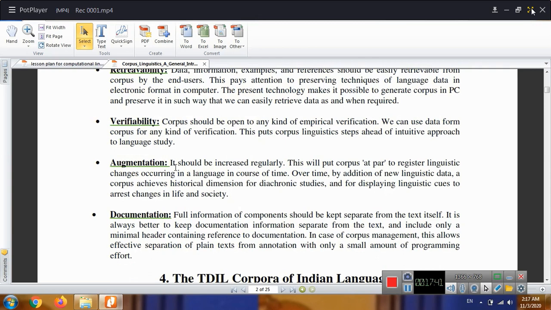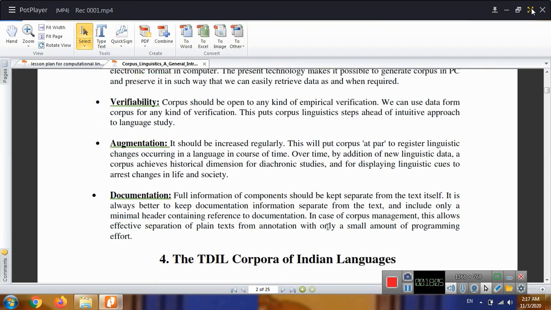And you should know just the important point of these features. Another feature is verifiability. Corpus should be open to any kind of empirical verification. We can use data from corpus for any kind of verification. This puts corpus linguistics steps ahead of intuitive approach to language study.